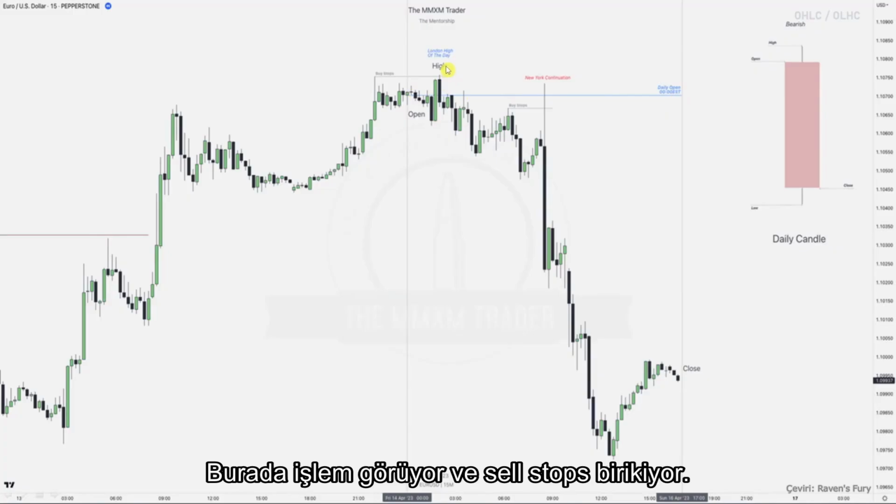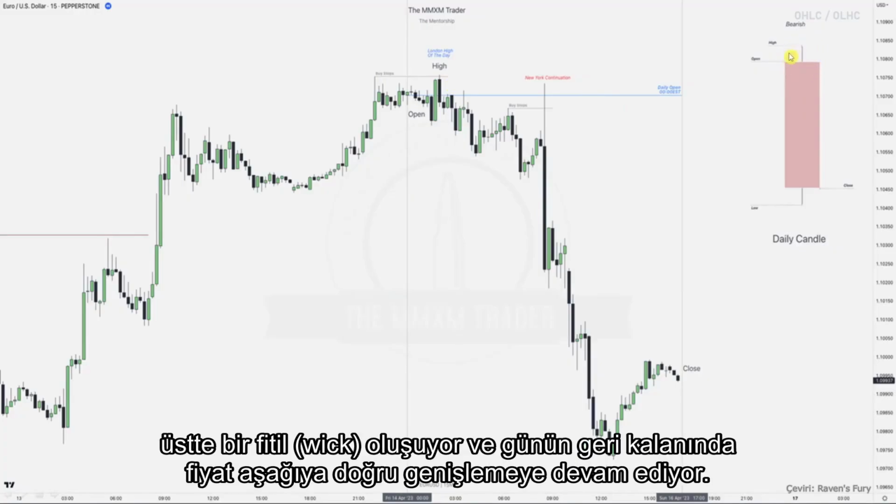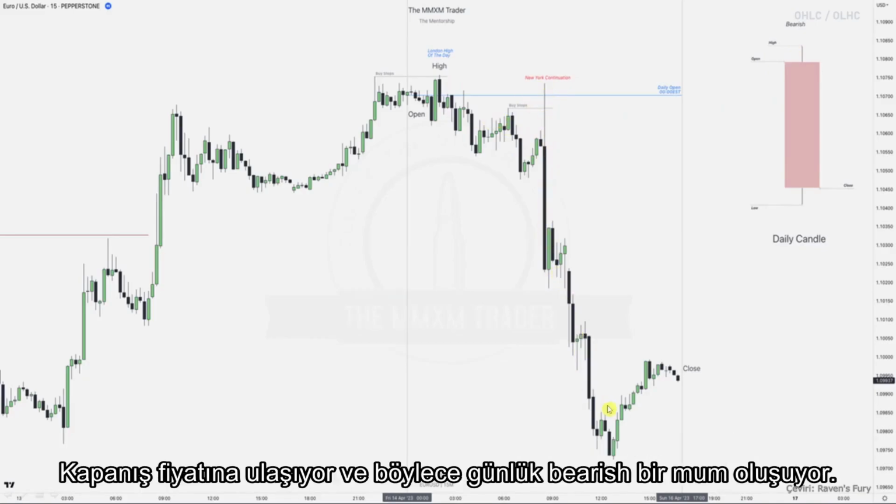We see we trade and accumulate sell stops above here, taking out these buy stops. And you can see on a daily candle that looks something like this. An upper wick has been formed and the rest of the day will expand lower and lower and lower. During New York, we have a retracement into premium levels, and then we continue down lower until we reach our closing price, forming this daily bearish candle.